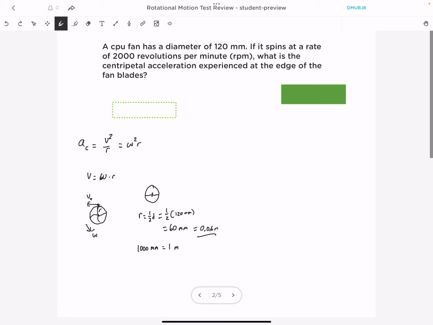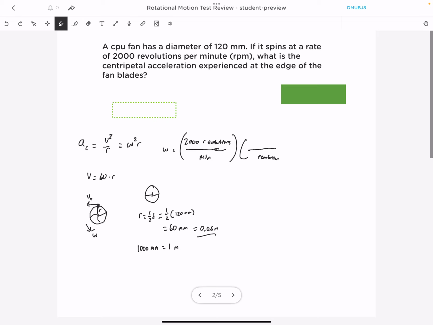Now we're going to have to convert from revolutions per minute to radians per second. This one I'm going to write out using dimensional analysis and show all the ratios. So let me write this all out. I have 2,000 revolutions per minute. This is omega we're dealing with. Now we have to convert. Let's convert the revolutions to radians. So what I'm going to need to do is put revolutions in the denominator.